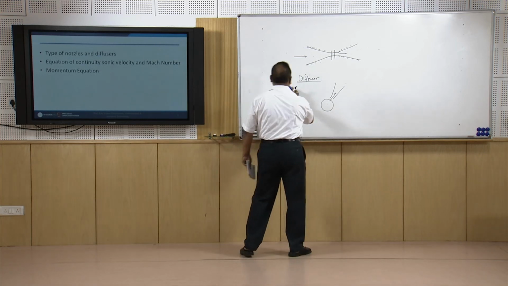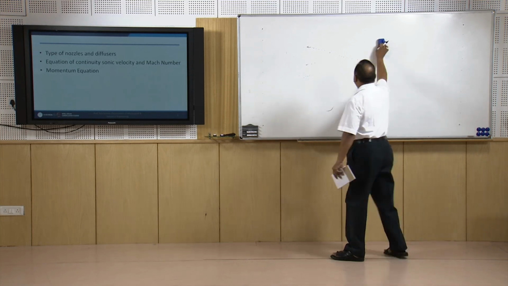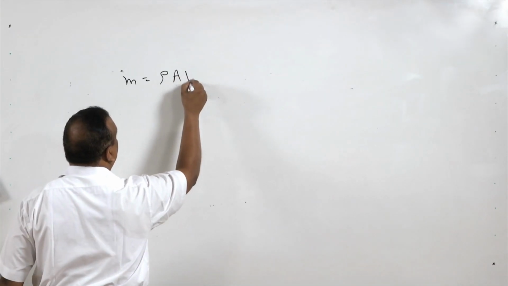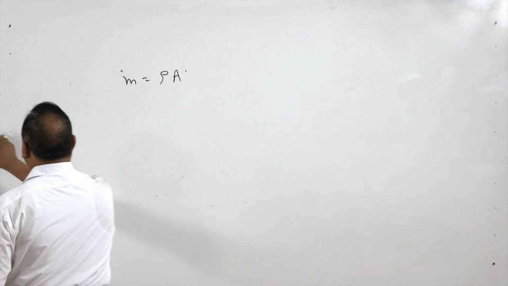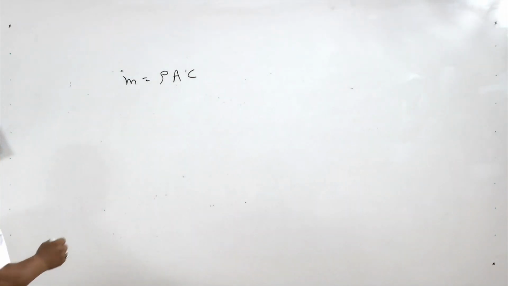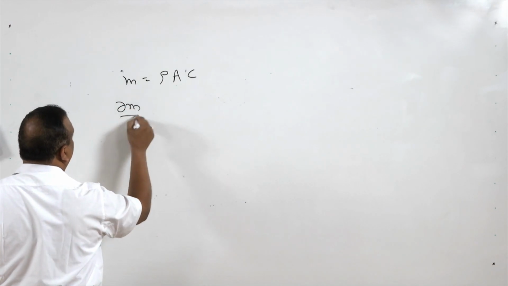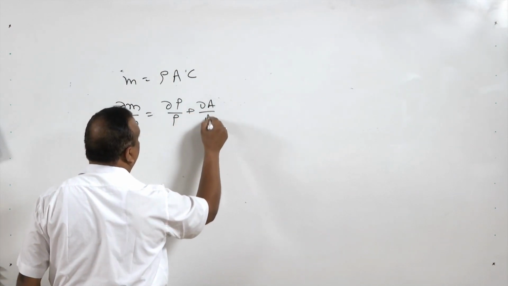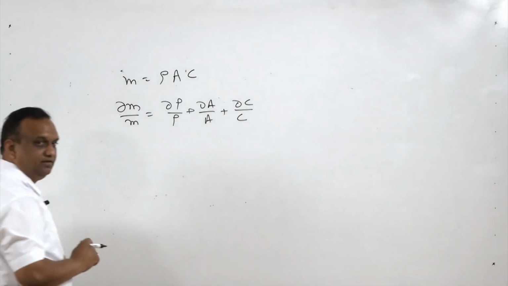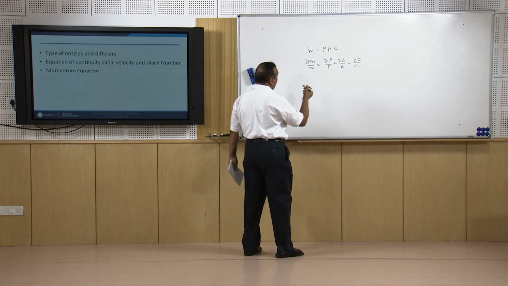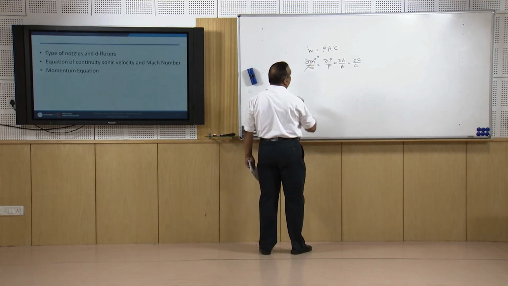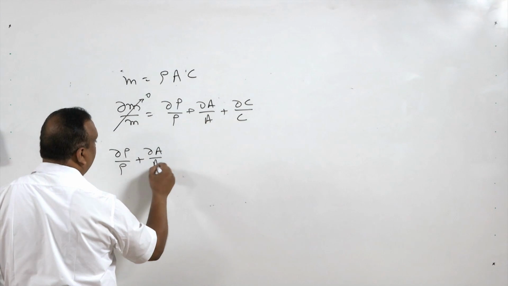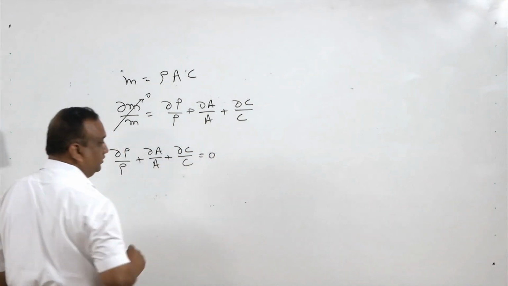Now, we will start with the continuity equation. Let us take continuity equation of a flow through a nozzle. This is m is equal to rho a v, v is the velocity, or here we are denoting v by c. So, c is the velocity, and doing partial differentiation, it is going to be del m by m is equal to del rho by rho plus del a by a plus del c by c, right. Now, mass flow rate is remaining constant throughout the passage. So, this is 0. Now, we are having only del rho by rho plus del a by a plus del c by c is equal to 0, right.